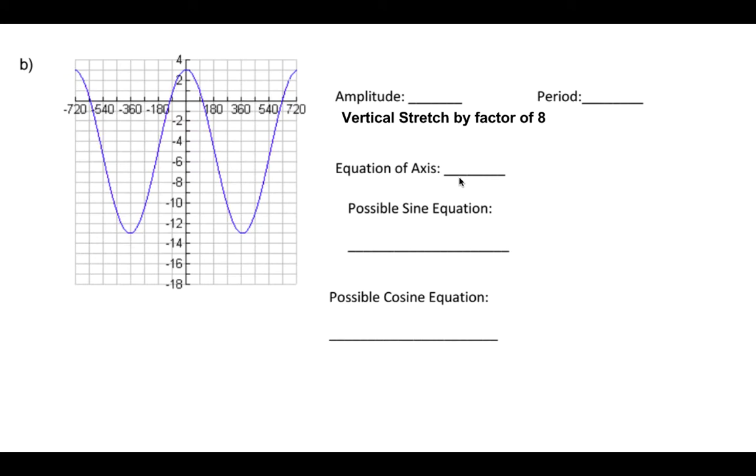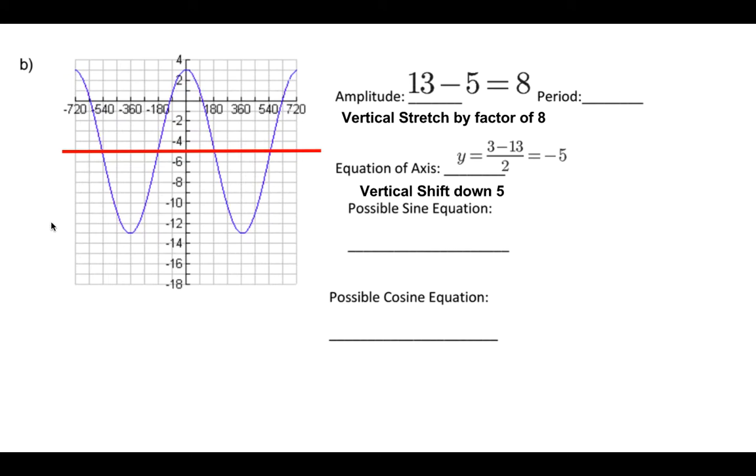The next one, which is a little bit easier to see. The axis is going to be the average of 3 and negative 13, which is negative 5. So that's the axis. So we have to have a vertical shift down 5. The amplitude is 8, so there's a vertical stretch by a factor of 8. And the period is 720. You can see that from the beginning to the end. So that means you have a horizontal stretch by a factor of 2. So the k value is 1/2. If you do 360 divided by 720, you get the k value, which is 1/2.